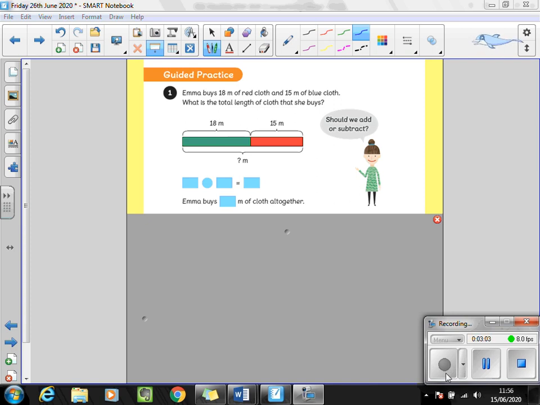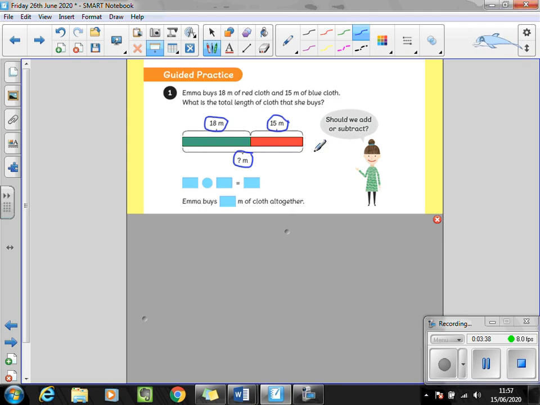Okay, let's see what you did. So we know that Emma had already bought 18 meters of red cloth and another 15 meters of blue cloth. And if we look at the bar model, we can see that these two values are what we're trying to find out altogether, because we want to know what is the total length of cloth that she buys. So if you said that we need to add them together, you are correct. Now, using an efficient addition method, you should be Year 2s using the column method here.